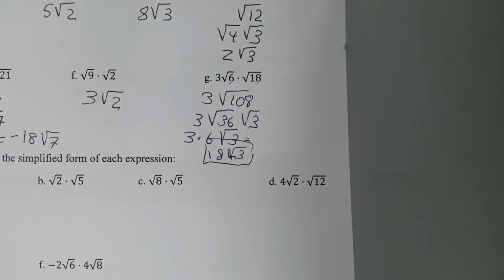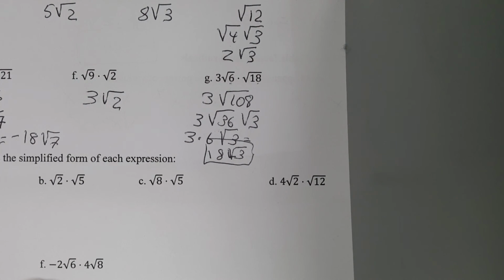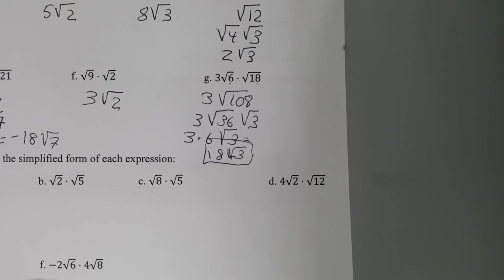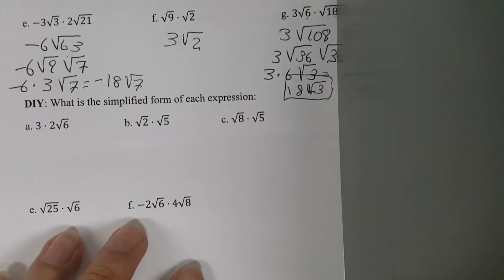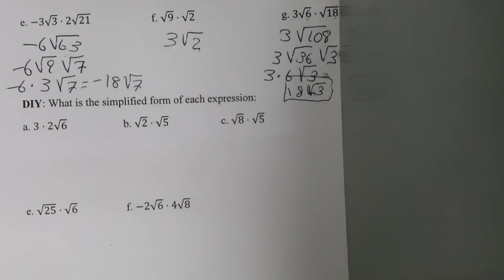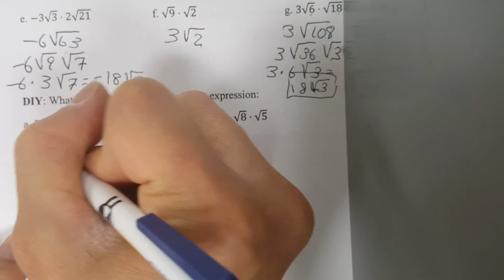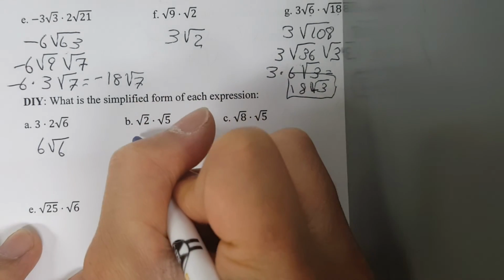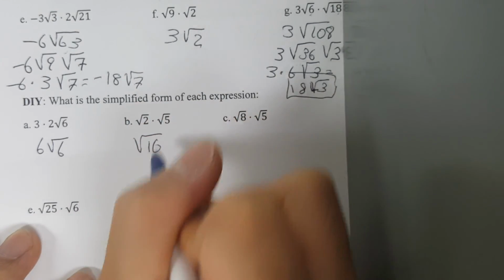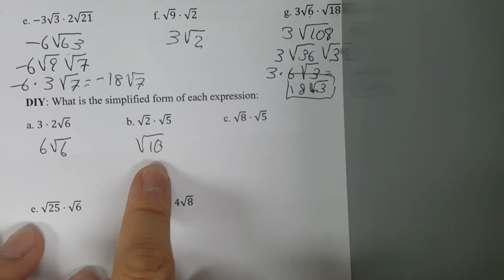Okay. So now I want you to try the next ones on your own. So pause the video and then resume when you're ready. Okay. So here are the answers. This one should be 6 radical 6. This one's radical 10. You can't simplify this, so it stays there.